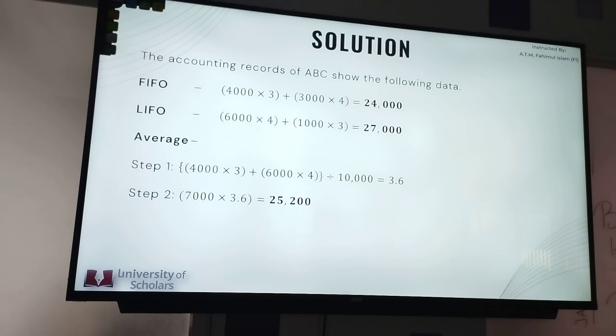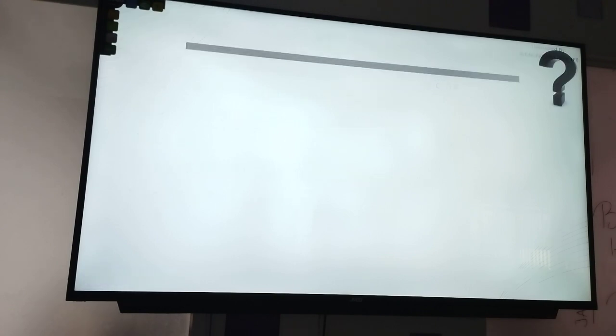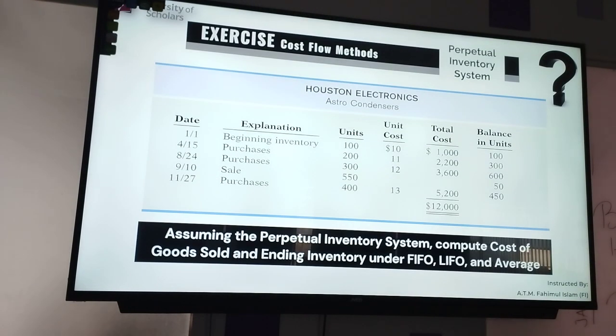In the next class, we will be doing this exercise on the perpetual system, where we can see the beginning inventory. We are seeing 3 purchases and 1 sale of 550 units, and we can see a balance in units after each purchase or each sale. We'll be determining the cost of goods sold in the methods of FIFO, LIFO, and average. Weighted average, we can also say moving average.